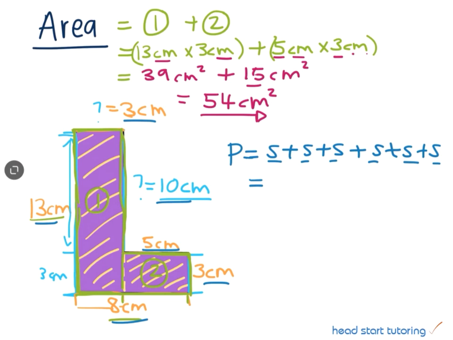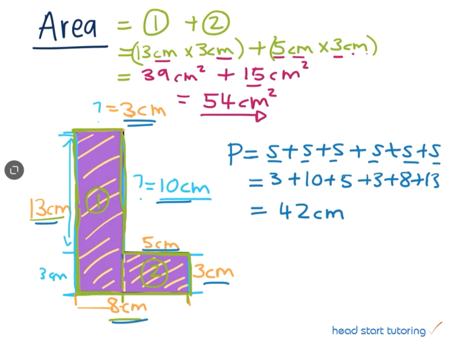So let's just remember not to double count. Start with our 3. So we've got 3 centimeters plus 10 centimeters plus 5 centimeters plus 3 plus 8 and plus 13. If you do a calculation and work that out on the side, you will end up with an answer of 42 centimeters. So your perimeter of an irregular shape is simply adding all the sides together.